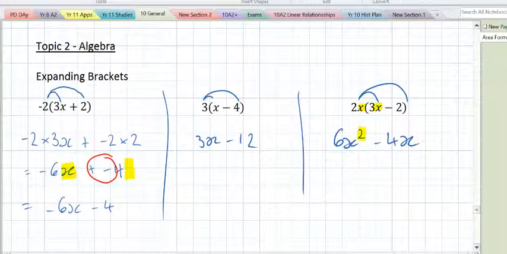And now we look for like terms because down here we have an x squared and an x. So does that make them like terms? Well, basically, yeah. That one has 2 x's and that one's got 1.